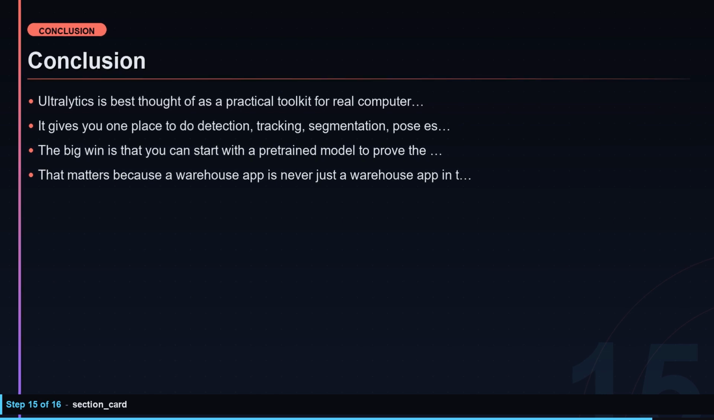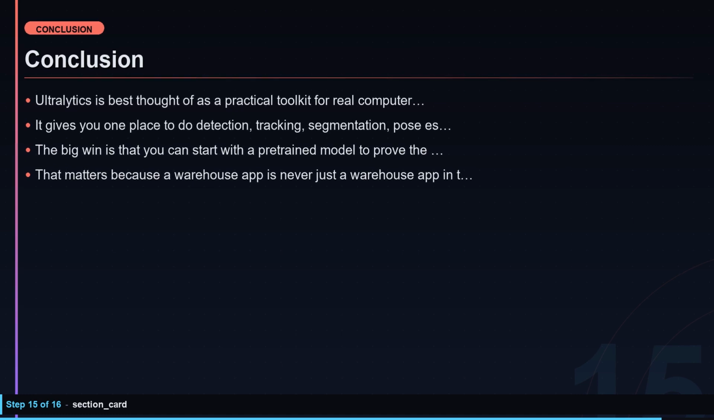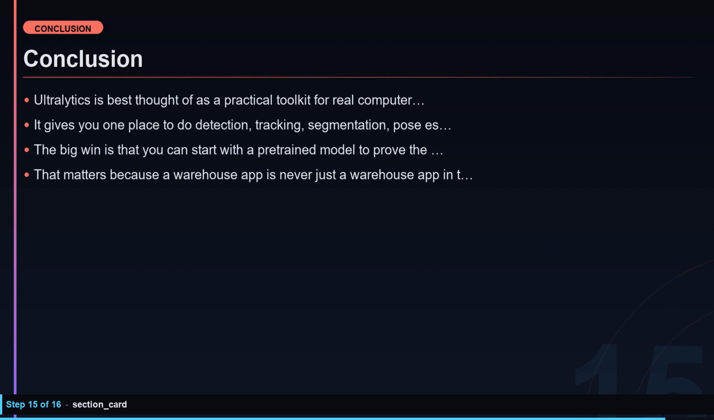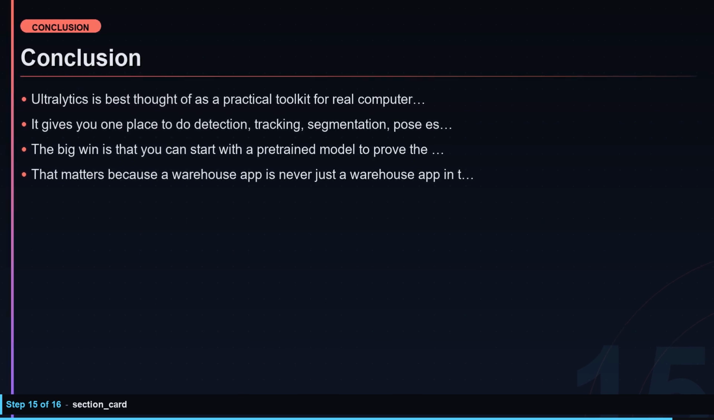Ultralytics is best thought of as a practical toolkit for real computer vision work, not just a demo wrapper. It gives you one place to do detection, tracking, segmentation, pose estimation, classification, and more, while keeping the API simple enough that a new developer can get moving fast. The big win is that you can start with a pre-trained model to prove the idea, then move into custom training when your own data demands it.